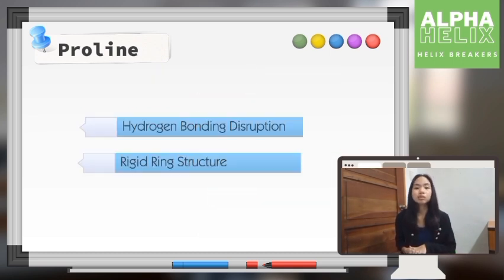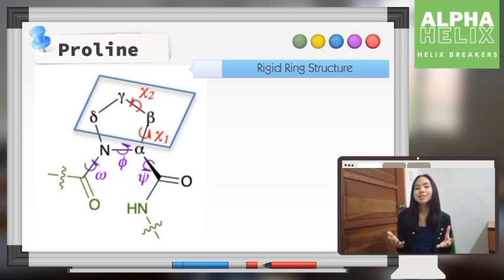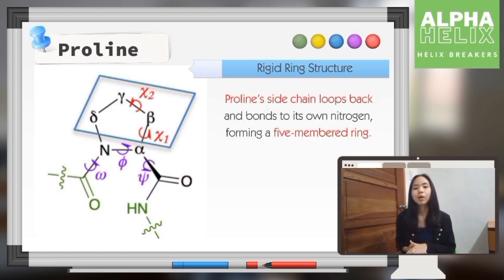Second is the rigid ring structure. So proline's side chain loops back and bonds to its own nitrogen, forming a 5-membered ring. So this structure locks the backbone angle in place, limiting the flexibility needed for the helix to twist smoothly.